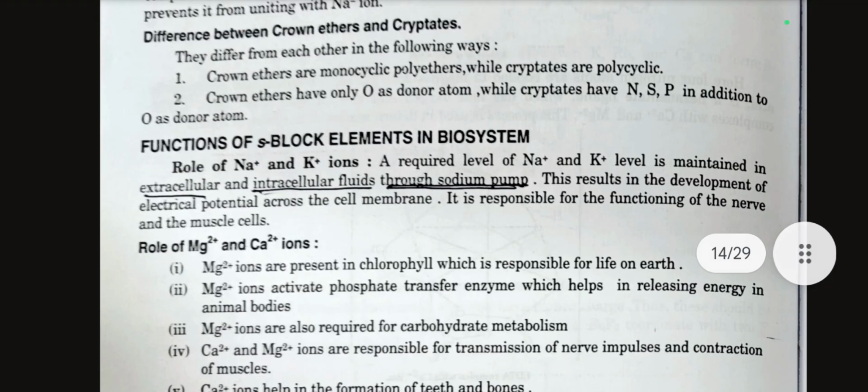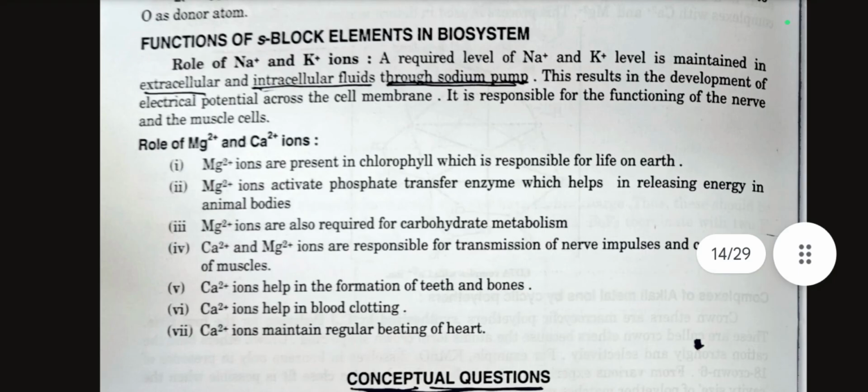A required level of Na+ and K+ is maintained in extracellular and intracellular fluids through the sodium pump. This results in the development of electrical potential across the cell membrane. It is responsible for the functioning of the nerve and the muscle cells. Role of Mg2+ and Ca2+ ions. Mg2+ ions are present in chlorophyll, which is responsible for life on earth. Mg2+ ions activate phosphate transfer enzymes, which help in releasing energy in animal bodies. Mg2+ ions are also required for carbohydrate metabolism.